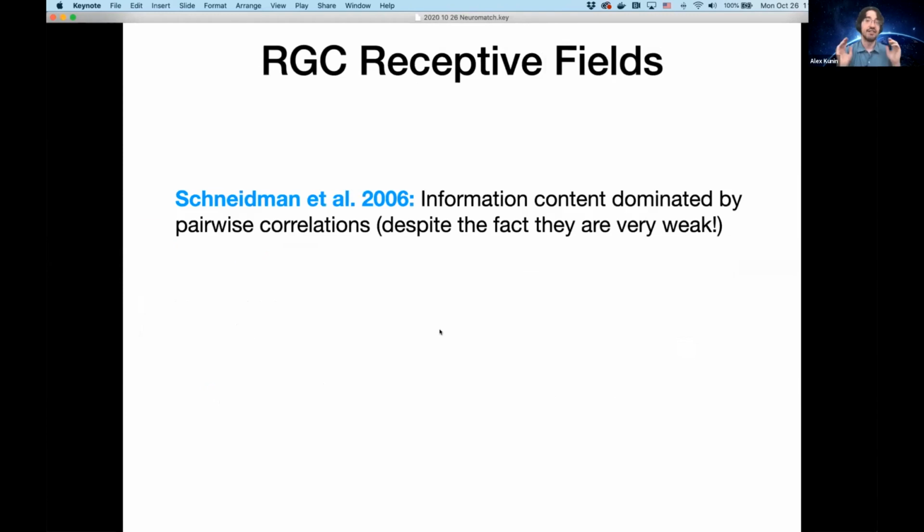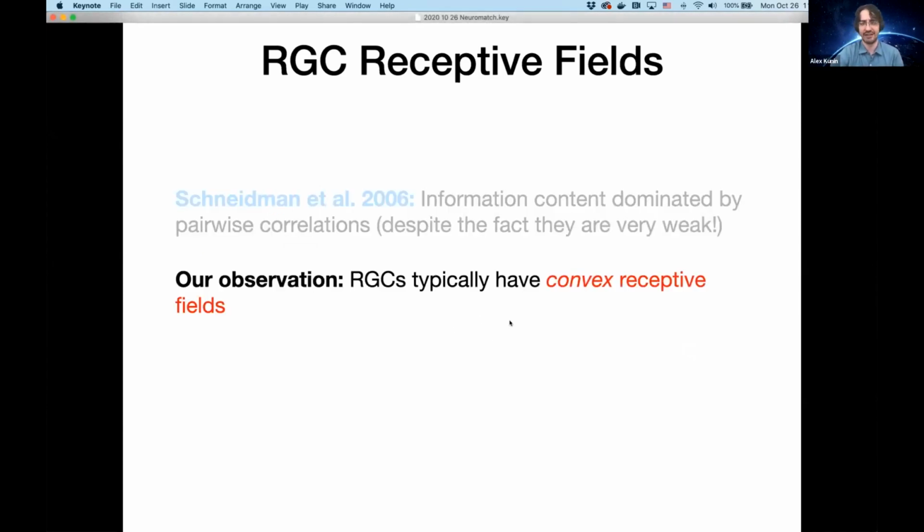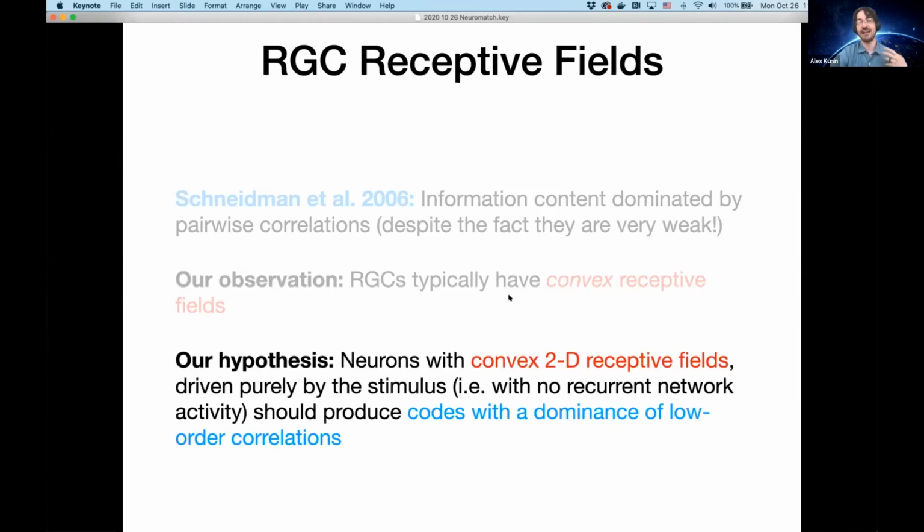Okay, so there's this paper from 2006 showing that you can't ignore those weak pairwise correlations. You ignore them at your peril. You need them to properly describe the global population state of the network, but you don't need more than that, which is surprising. So I just noted that these receptive fields are convex, and so for mathematical reasons, I hypothesize that this should be enough to produce such codes.